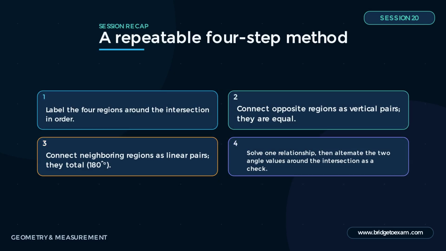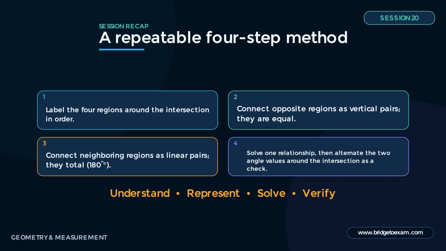Session recap. First, label the four regions around the intersection in order. Next, connect opposite regions as vertical pairs. They are equal. Then connect neighboring regions as linear pairs. They total 180 degrees. Finally, solve one relationship. Then alternate the two angle values around the intersection as a check.